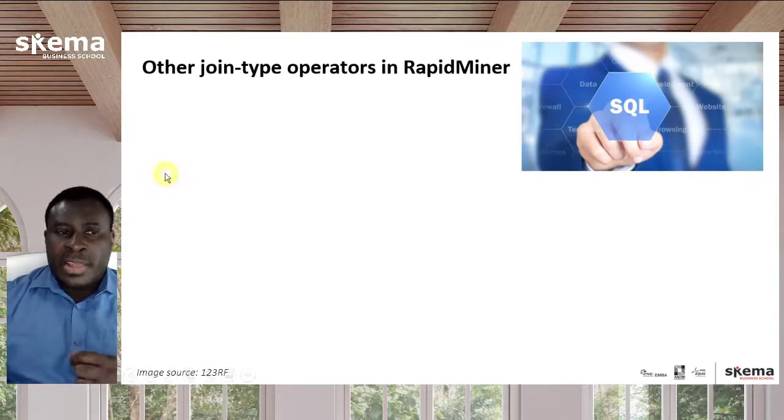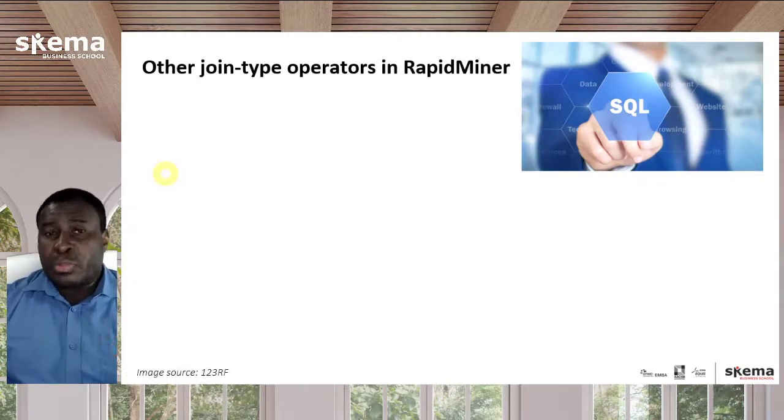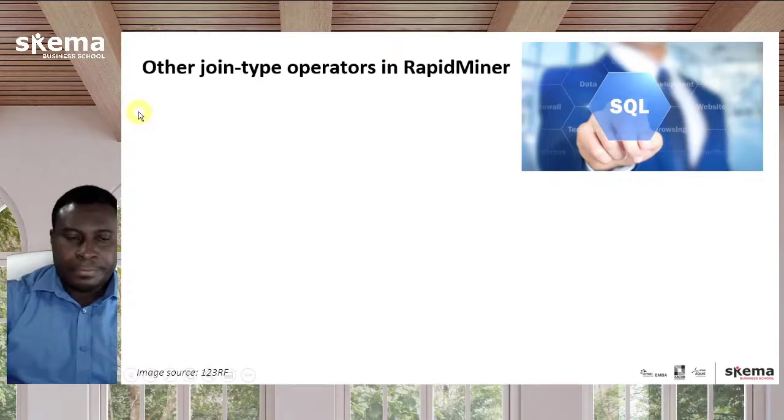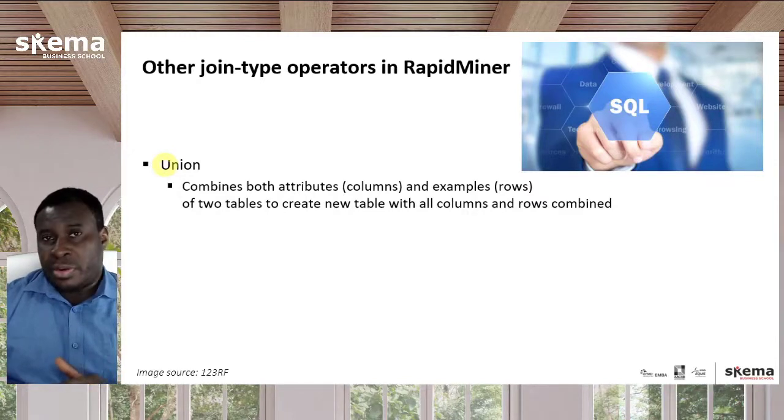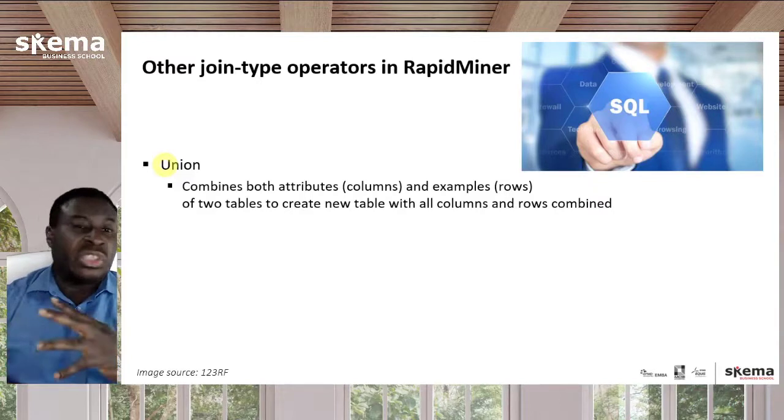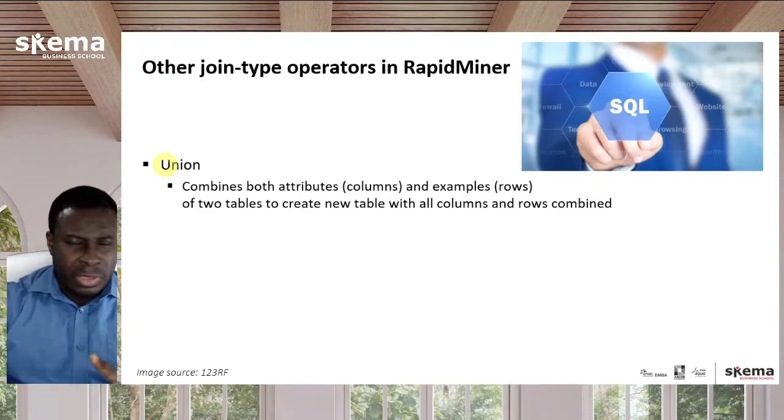It is worth noting that there are some other operators in RapidMiner that are a little bit more advanced or perhaps more particular in its use, and that are similar to joins in some way or the other. The union operator in RapidMiner should not be confused with the union operator in SQL. As I just mentioned, union in SQL is the same as what RapidMiner calls append. But what RapidMiner calls union combines both the attributes, that's the columns, and the examples, that's the rows, of two tables to create a new table with all the combinations of columns and rows. Note that this is not quite the same as a cross-join in SQL. I'll explain why shortly.